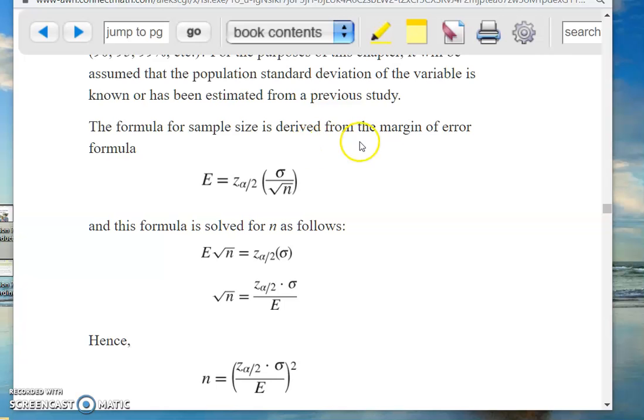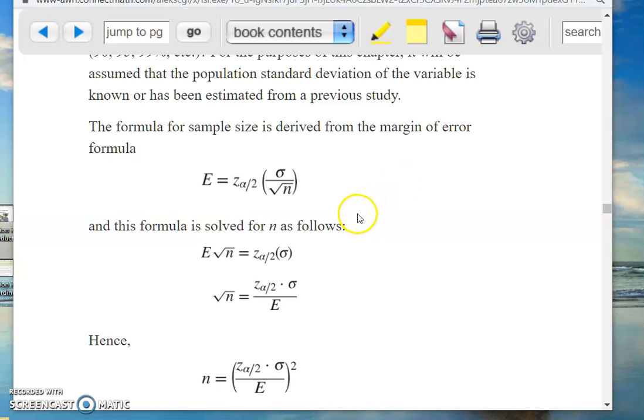The formula for sample size is derived from the margin of error formula. Here's the margin of error, okay? I wish he'd call that ME. That would certainly be more sensible, but E stands for error. Margin of error. It's the appropriately chosen z value times sigma, that we're assuming we know, over the square root of n. Well, do you remember from Math 35? You can solve for any of these variables, right? You just manipulate them.